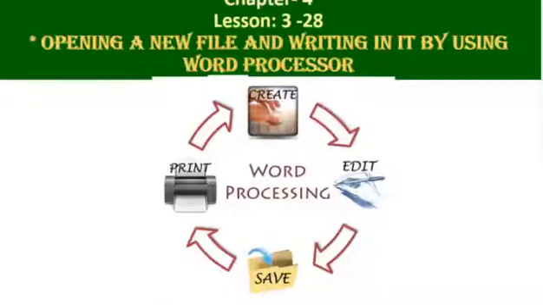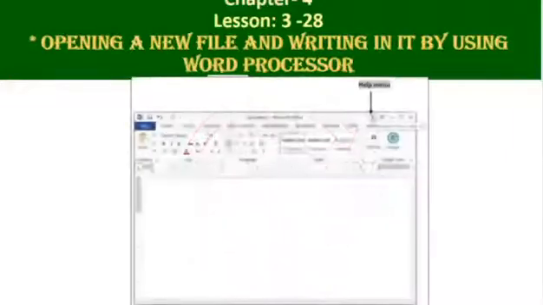So, what can you see here? From this image, you can understand the whole work of word processing. First of all, you can see create, after that edit, then we save it. After that, you can review the preview before printing, and then you can print it. Again, you can create. So this is the circle of word processing.